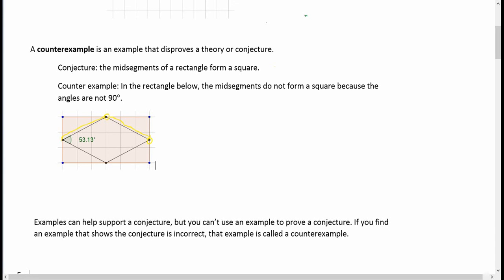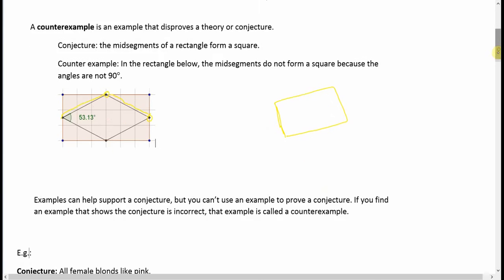So just making a specific example is not enough to prove, it's just enough to support, to show a bit of evidence that the conjecture is probably true. On the other hand, you only have to give one example that doesn't work to disprove. Only one counterexample is needed.